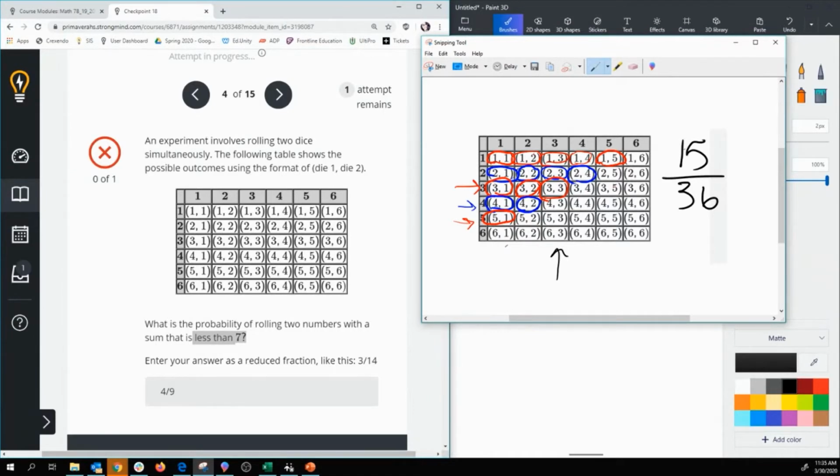Now the question wants us to enter our answer as a simplified fraction. So we have to divide top and bottom by 3. 15 divided by 3 would give me 5. And 36 divided by 3 would give me 12. So final answer here would be 5 out of 12. Perfect. Nice. Awesome. Good job, Natalie and Nara.